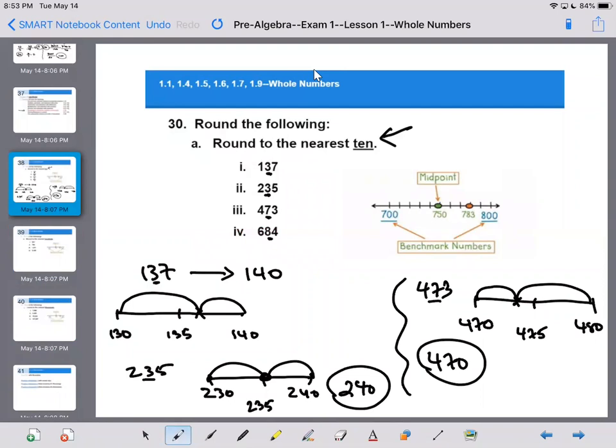and then you can look at the place value to the right. And if it's 5 or more, you're going to round up. So 7 was more, so that's why it rounded to 140. 235, 5 or more, so that's going to be 240. 473, well, the 3 is less than 5. That's why you saw it stay at 470. And the 4 in the 684 was not rounded up, so it stays at 680.